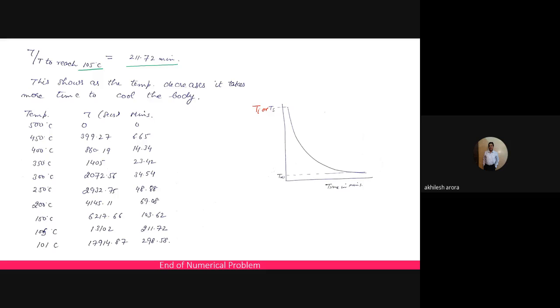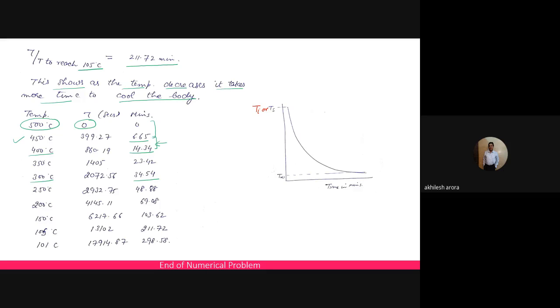It is 211.72 minutes. This shows that as the temperature decreases, it takes more time to cool the body. So this is a sort of time-temperature history. Here I have considered the initial temperature to be 500. Initial time is 0, and at 450 the time required is 6.65. If I go to 300 it is 34.54, and in between you can also see 400 at 14.34. So you can see the time required has increased.